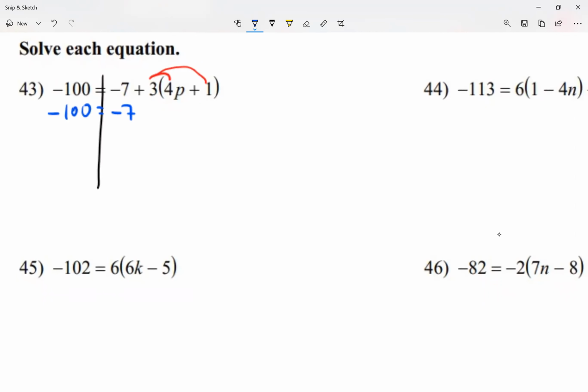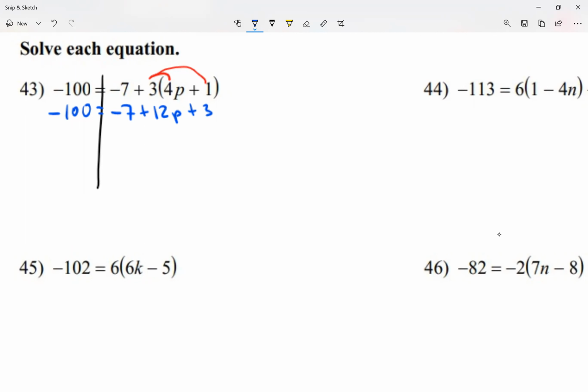Now do me a favor. This negative 7 and this plus 3, do not combine it. When this happens, do not combine it. You have to multiply before you add, right? Remember order of operations. So do not combine it because that will be adding. Instead, you have to multiply the 3 outside of the parentheses to the numbers on the inside. All right, so once again, I have negative 100 equals negative 7 plus 12p plus 3. Right, 3 times 4 gave me the 12p, 3 times 1 gave me the 3.